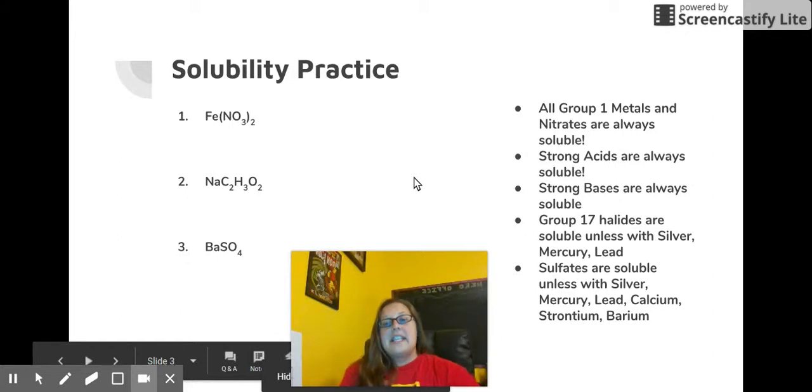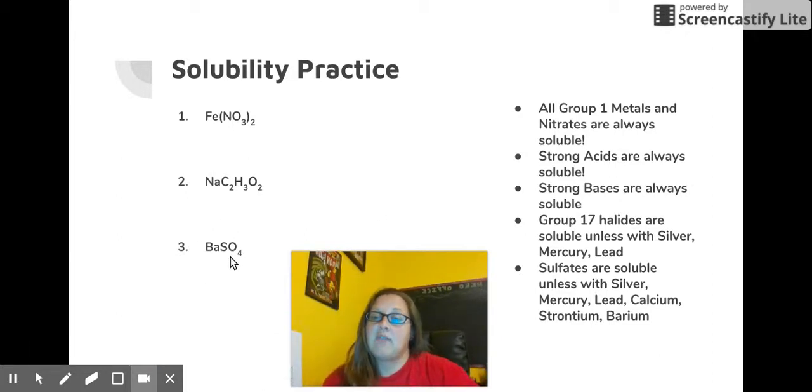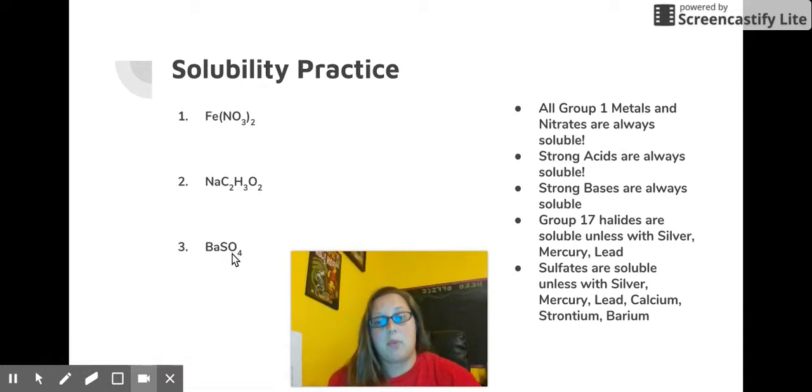So our next one is barium sulfate. That's BaSO4. Now we have a rule for sulfates, and sulfates are soluble unless it's with silver, mercury, lead, calcium, strontium, and barium. So barium right here is one of those exceptions. So this compound that you will see would be classified as insoluble. Now remember that insoluble compounds are solids. They form a precipitate when they're made in a reaction.